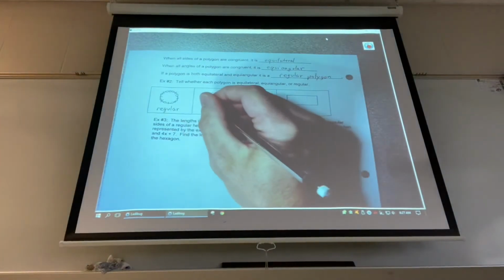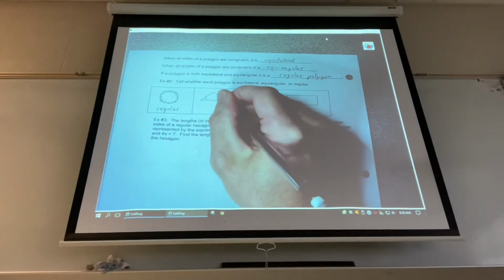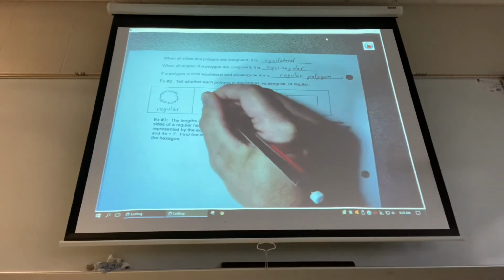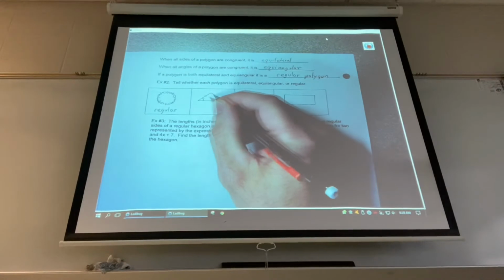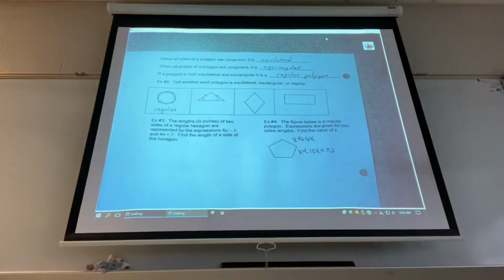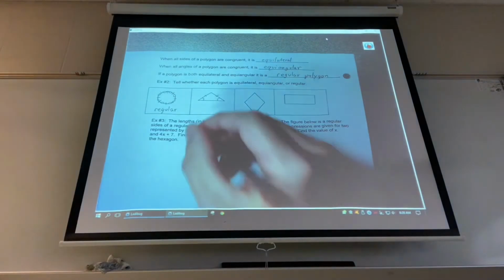Okay, so here's what we know on the next one. We know this, we know this, we know this, and this. It's a triangle. Is it equiangular? No. Without knowing this arc right here, we cannot say that it's equiangular. Is it equilateral? No, it's not. So this is none.